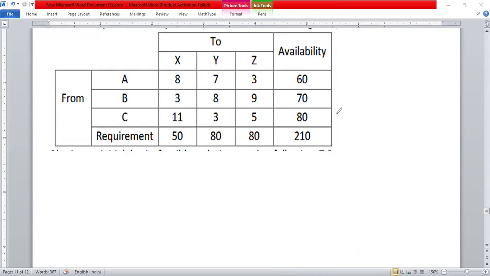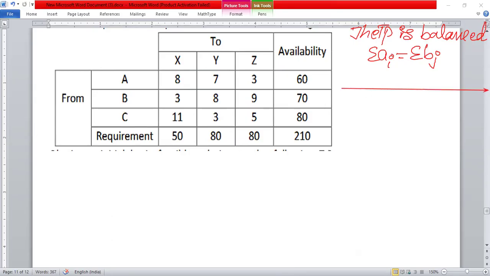Fine. So the total is already given. Can you check it once? 80 plus 70 is 150. 150 plus 60 is 210. Okay, correct. And 160 plus 50 is 210. The TP is balanced. Summation of ai is equal to summation of bj. Yes, exactly correct, because total availability is equal to requirement.